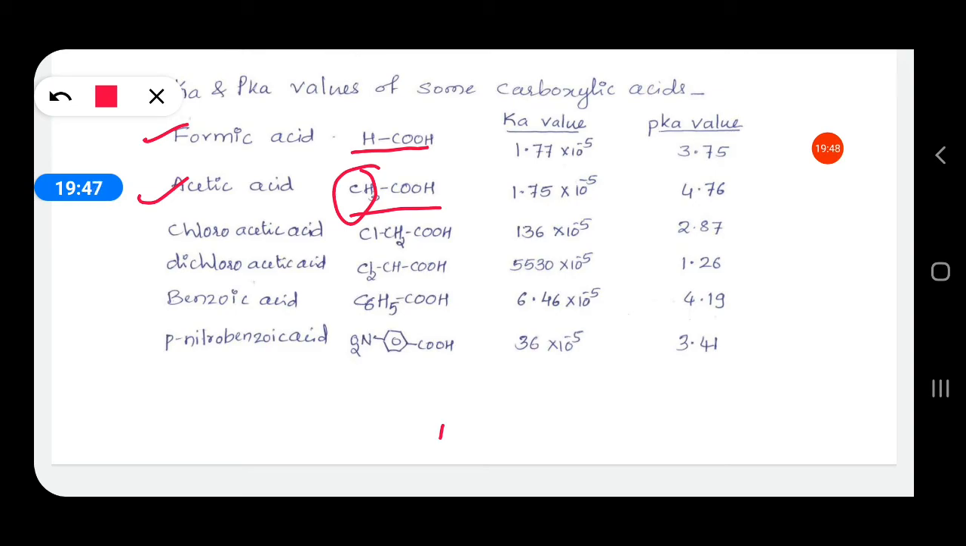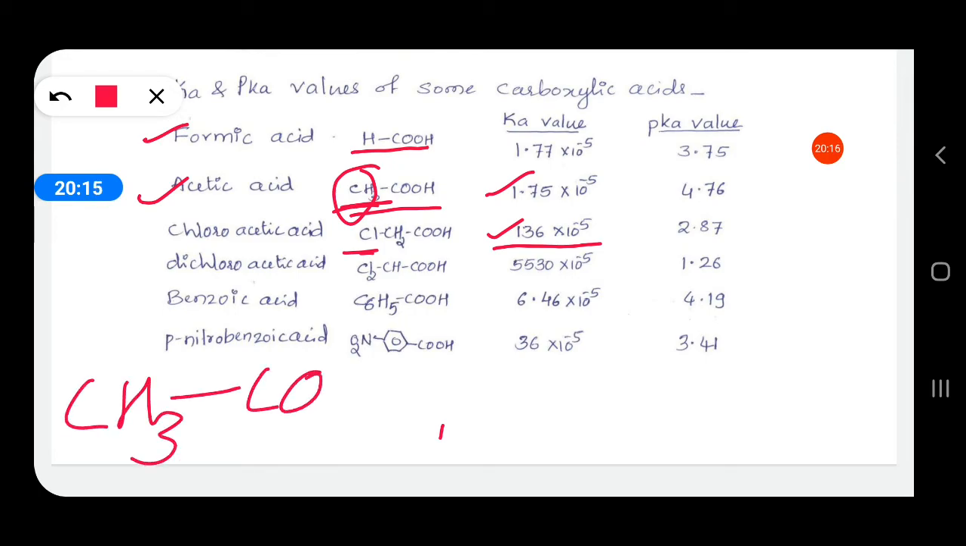But in chloroacetic acid, one hydrogen of acetic acid is replaced by one Cl. See the value, it is 136 into 10 raised to minus 5. Acetic acid is just 1.75, but chloroacetic acid is 136. That is again due to the inductive effect. In acetic acid, only CH3COOH is present and the methyl group is an electron releasing group.